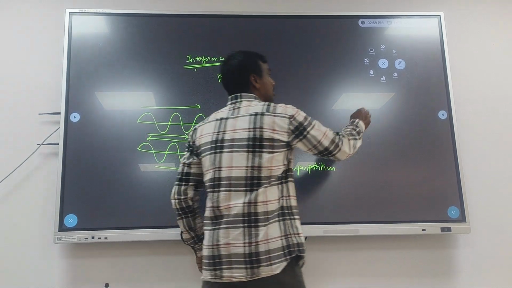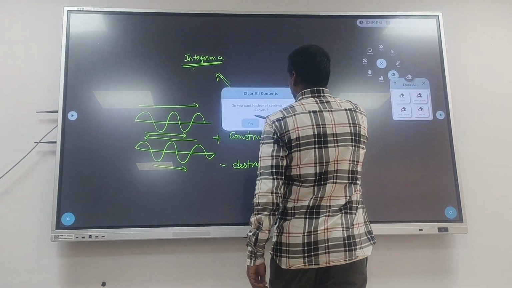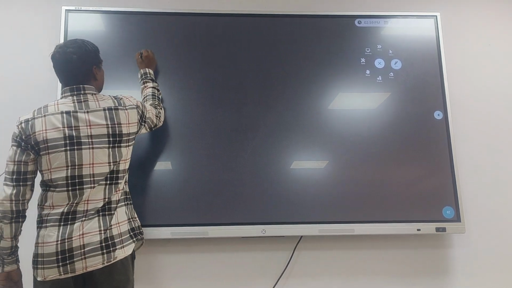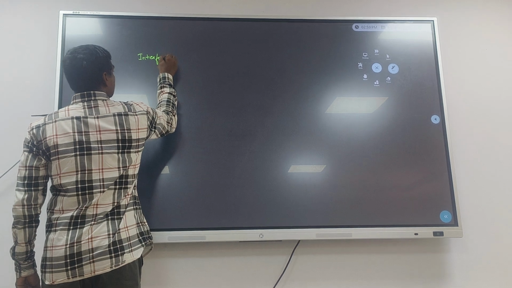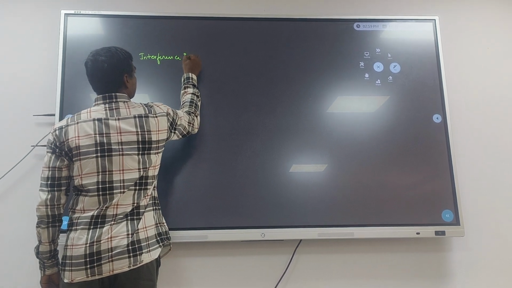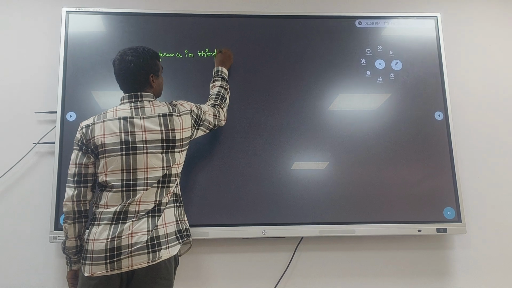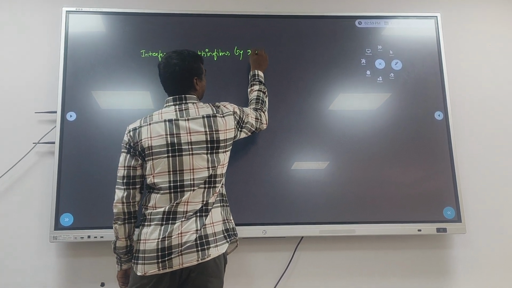Now, according to your syllabus, we need to discuss the interference pattern. Interference in thin films by reflection process.